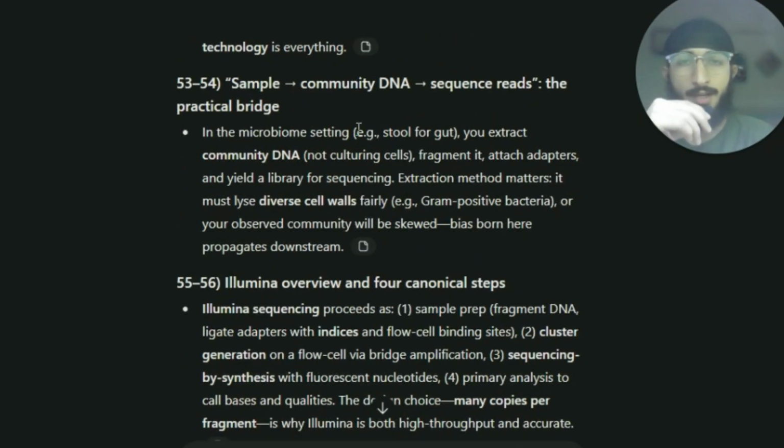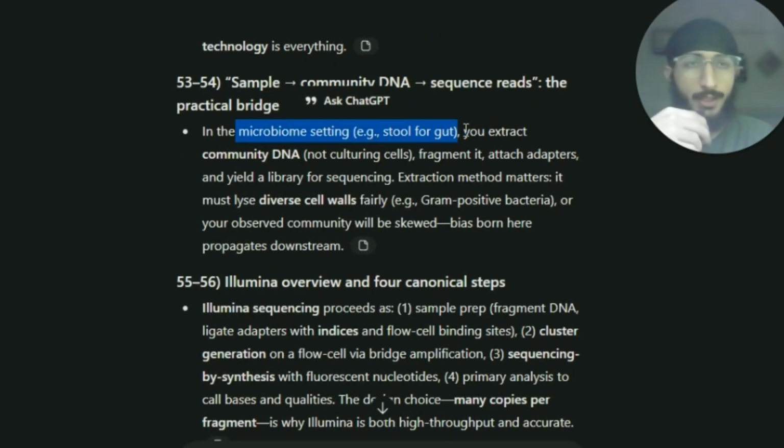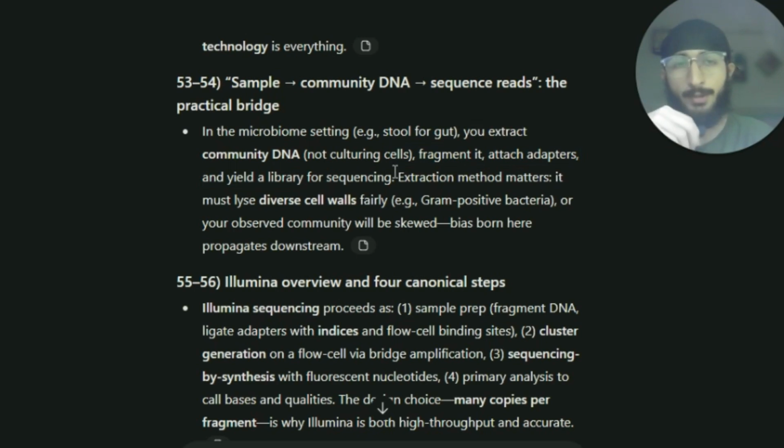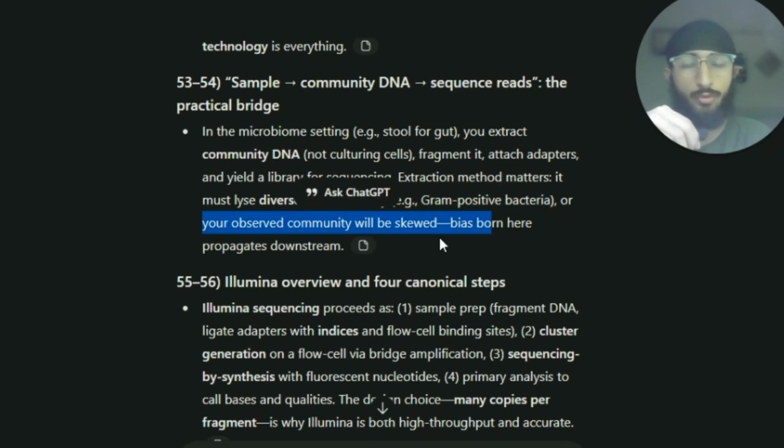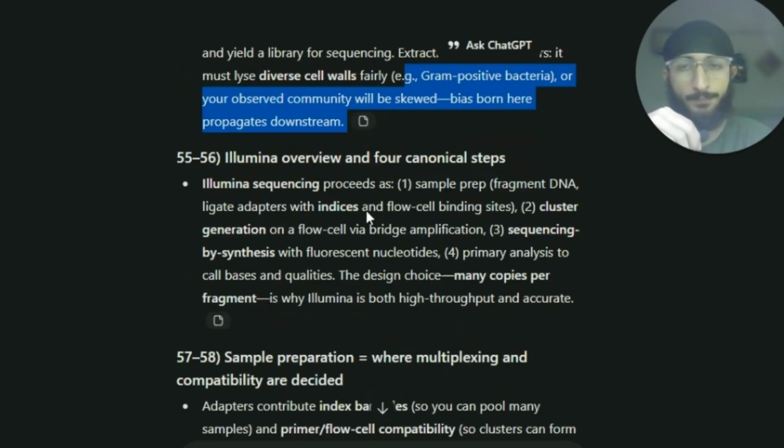Now in the microbiome setting, for example stool for gut, you extract community DNA, not culturing cells, fragment it, attach adapters, and yield a library for sequencing. Extraction method matters. It must lyse diverse cell walls fairly, for example gram-positive bacteria, or your observed community will be skewed. Bias born here propagates downstream.